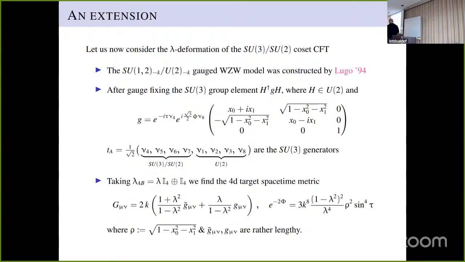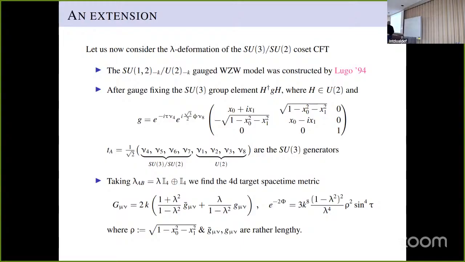The TAs are organized in my group; these here are the generators of my SU3 algebra. These are organized in this form, and these here are the Gell-Mann matrices. So I'm taking my lambda AB, for the case that I would like to go to the coset, being lambda times the four-dimensional identity matrix plus the four-dimensional identity matrix for the subgroup.